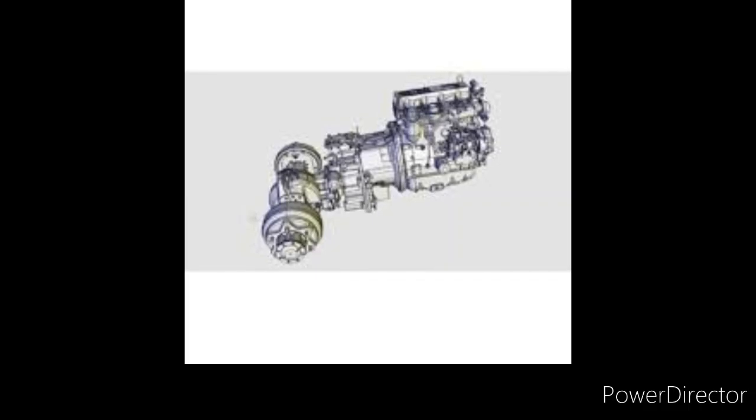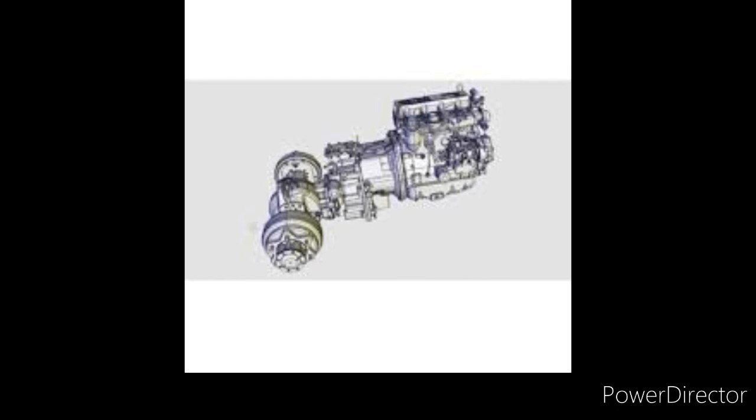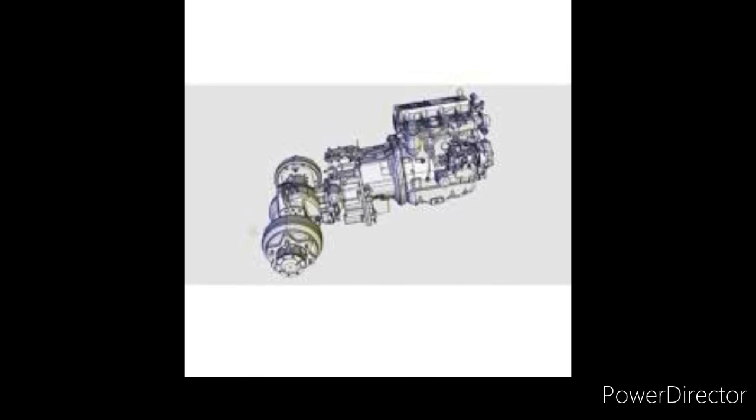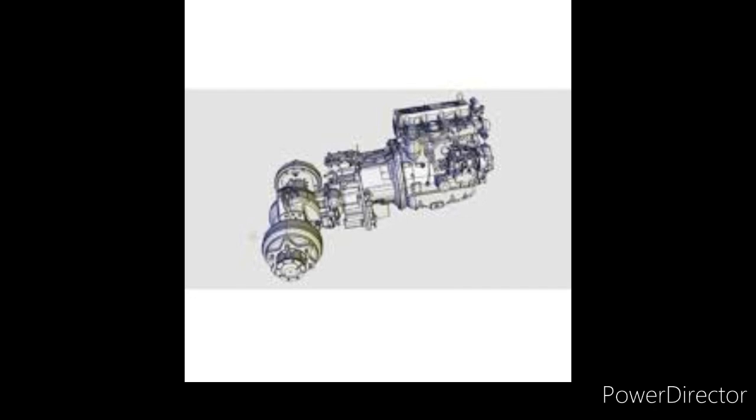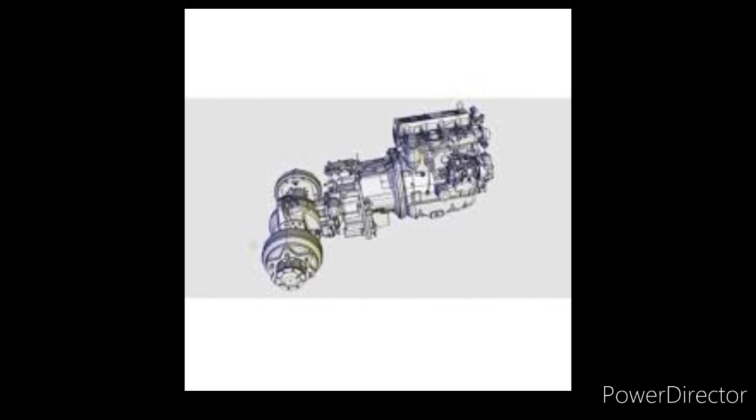Forklifts have three main systems. First is the travel system. Second is the material handling or hydraulic system. Third is the steering system.